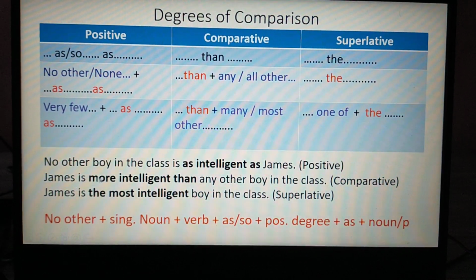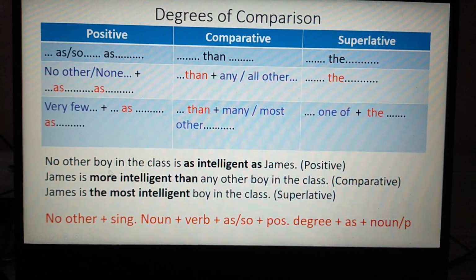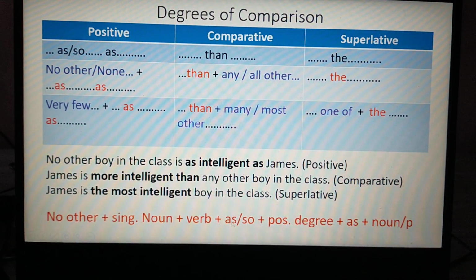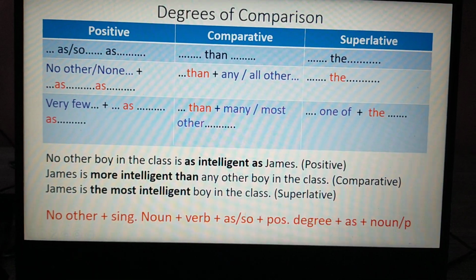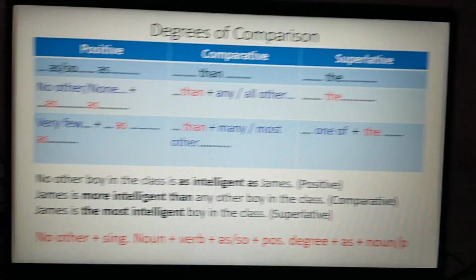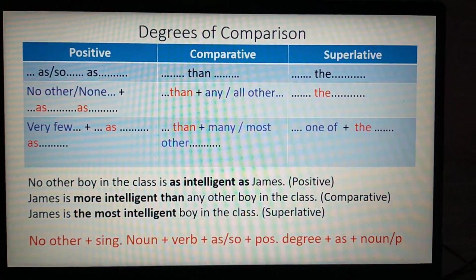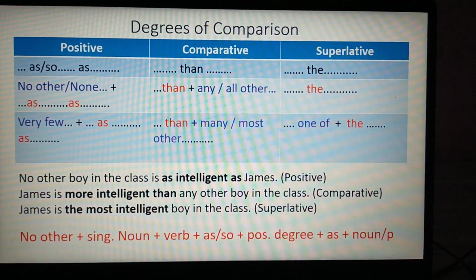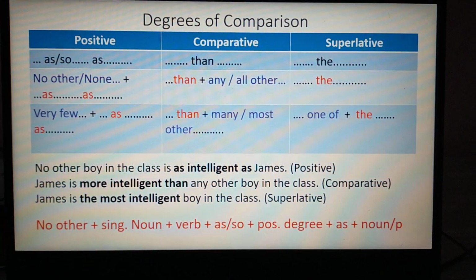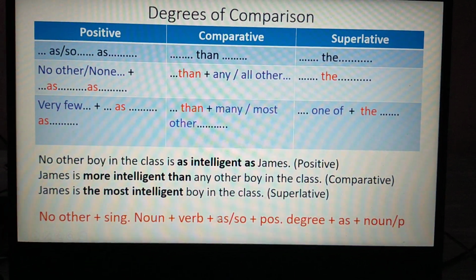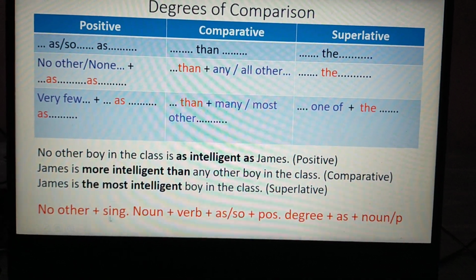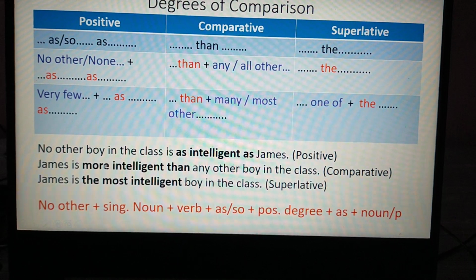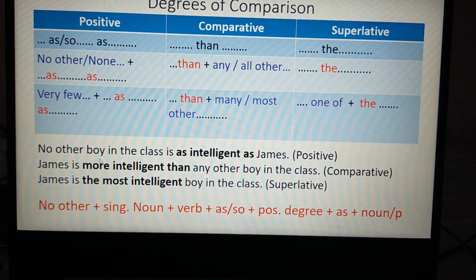Like for example, no other, we are using the singular noun, verb as or so, plus positive degree as, plus noun or pronoun. So in other words, I can say that your sentence in the positive degree will begin with no other or none only when we have a singular noun over here. You can see that over here, no other boy, boy is singular.